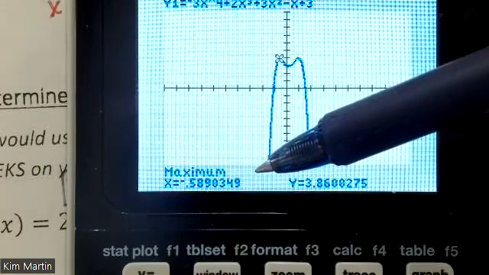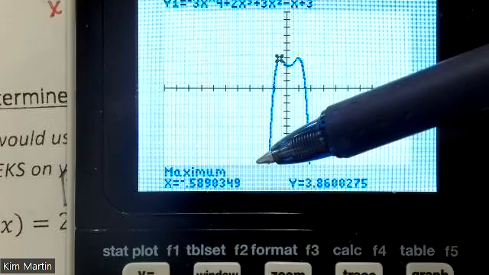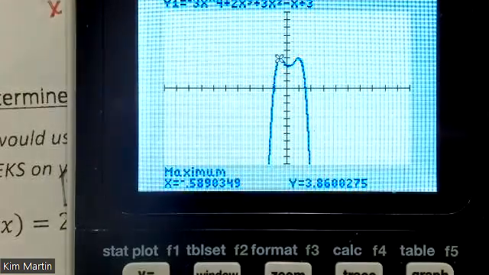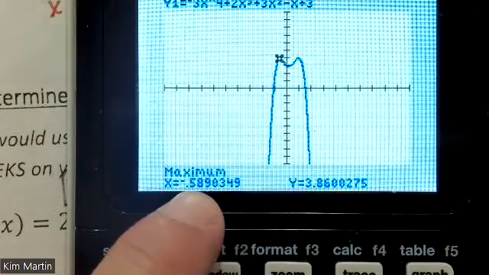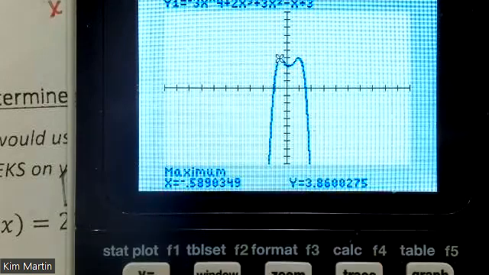Okay. Now, your directions in your notes do not tell you what to round it to. I'm just saying, I told you to round to the nearest 10th. It just makes it easier for me. Okay. So this was the point negative 0.6, comma 3.9.